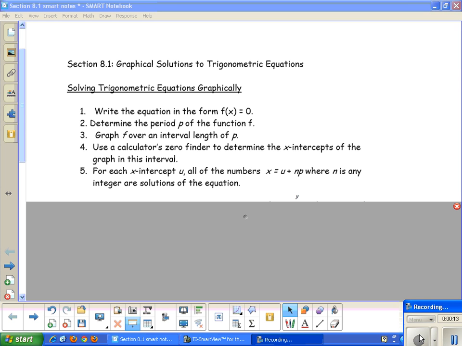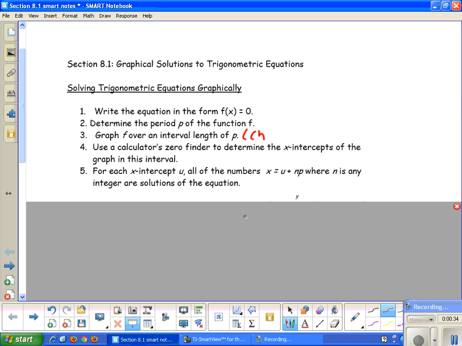So in order to solve trig equations graphically, the first thing you're going to want to do is set the equation equal to 0. After you set the equation equal to 0, then you're going to determine the period of the function f. When you are graphing these on your calculator, you're going to want to graph the function over an interval of the length of p, which is the period of the graph. So you're going to want to change the window. And then use the calculator zero finder to determine the x-intercepts of the graph in this interval.